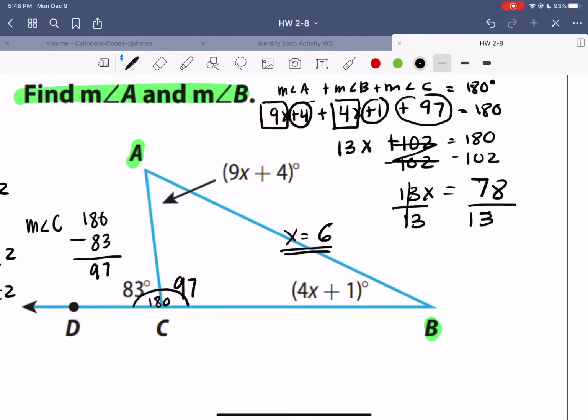So we're going to have 9 times 6 plus 4, and we're going to have 4 times 6 plus 1. So from there, you should be able to substitute in, and then we'll have the measure of angle A equals, and the measure of angle B equals, once you simplify those.